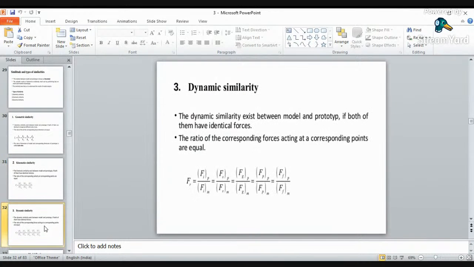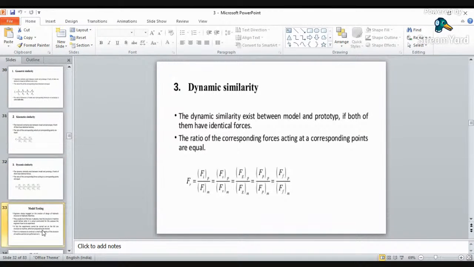Then the third one is dynamic similarity. Dynamic similarity exists between model and prototype if both have identical force quantities. So the ratio of their forces will give you the scale ratio in terms of forces. Fr will be calculated as the force in the prototype to the force in the model. Similarly, force or stress or pressure: Pr will be found as the ratio of prototype pressure to the model pressure.